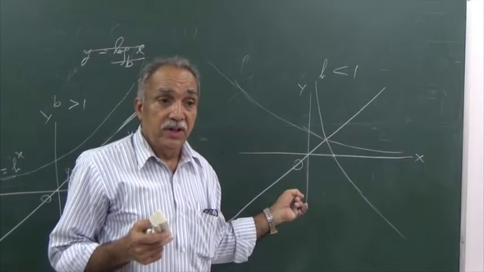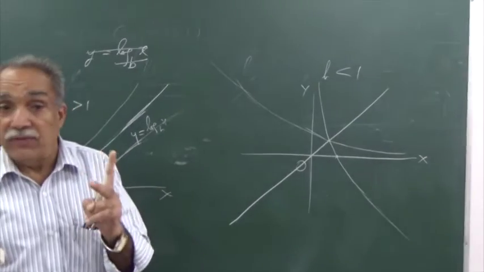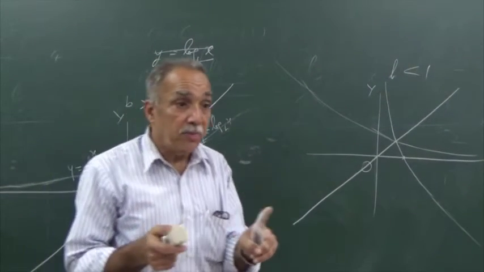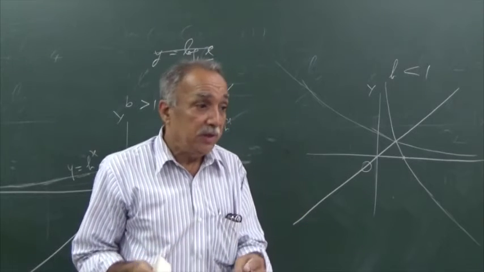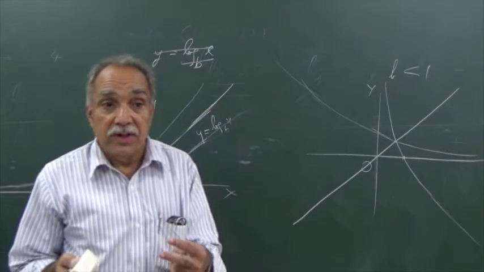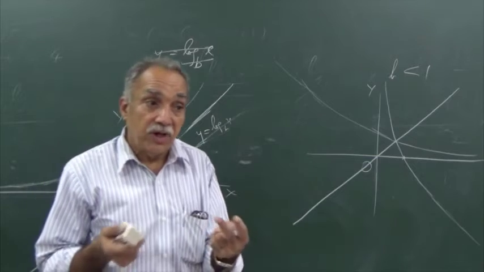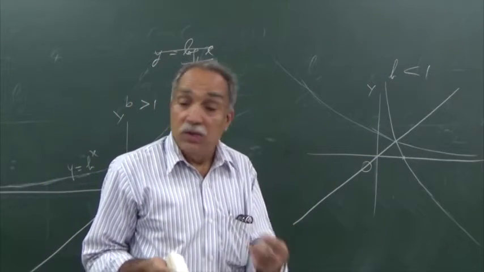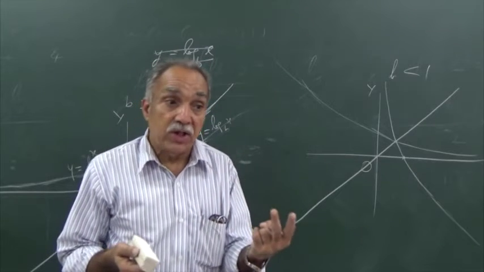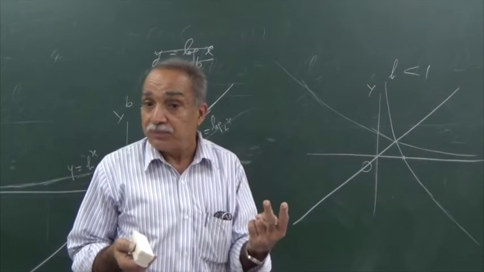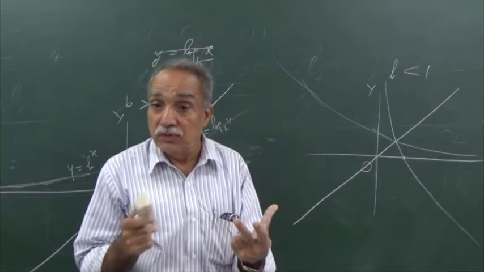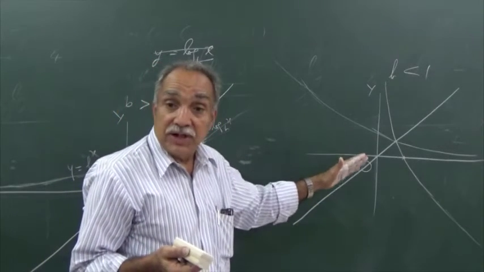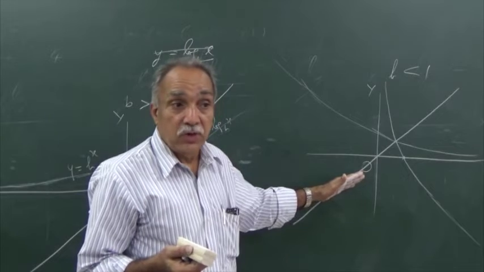This is not an accident. Whenever two functions f and g are such that one is the inverse of the other, I am yet to give a proper definition for inverse. Shortly we will be coming to that. For that we need knowledge of bijections, functions which are 1-1 and onto. Shortly we will be discussing all those points. For a bijection, there will exist an inverse which will also be a function. When f and g are functions which are inverse to each other, their graphs will be reflections of each other about the line y equal to x.